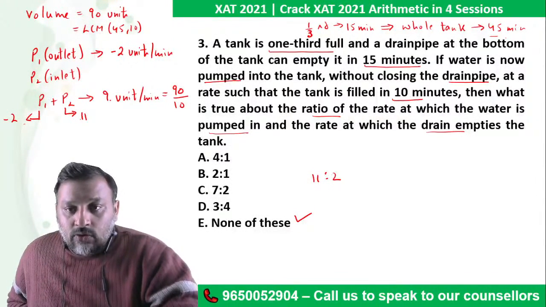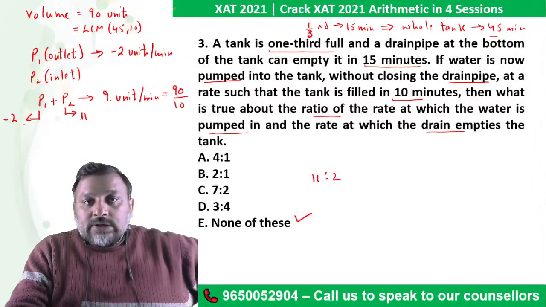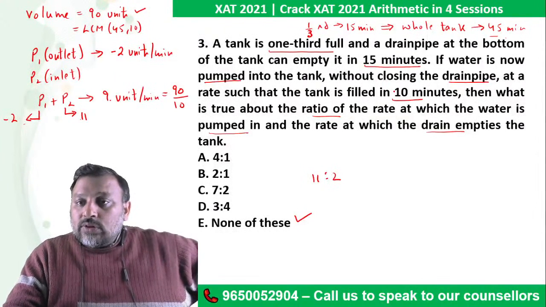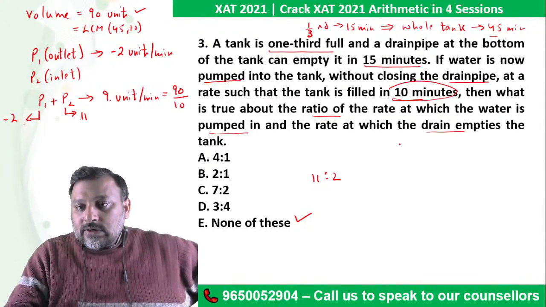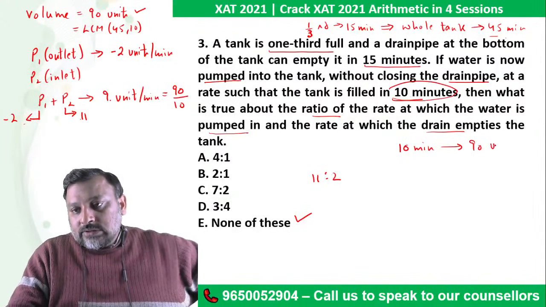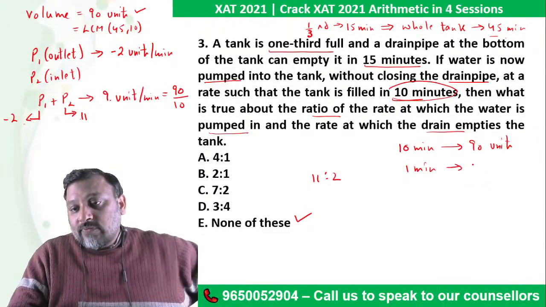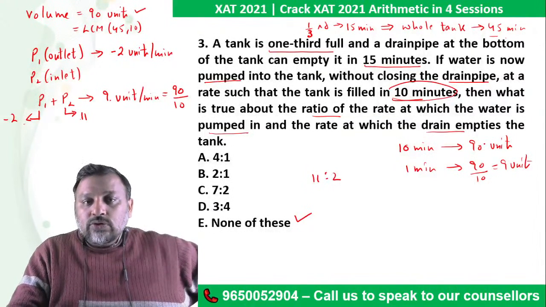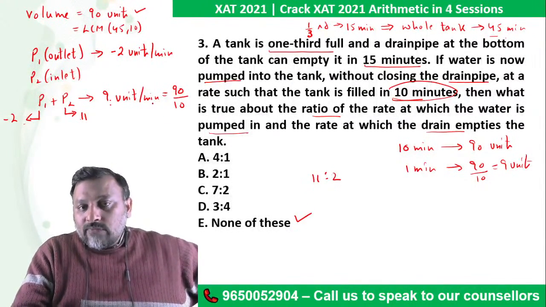Garima is asking how now 9 units. See, Garima, we have taken volume to be 90 units and it is given when both the pipes are opened, it takes 10 minutes to fill 90 units. So can we say in 1 minute how much would be filled? 90 by 10, that is 9 units. So this much is being filled if both the pipes are opened in 1 minute.